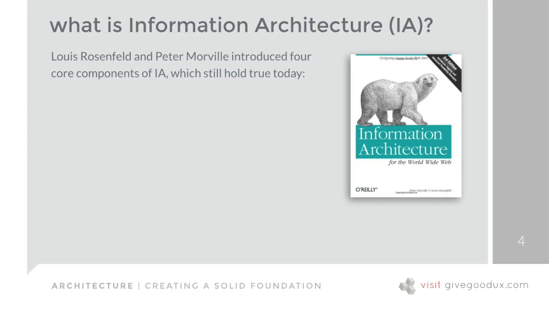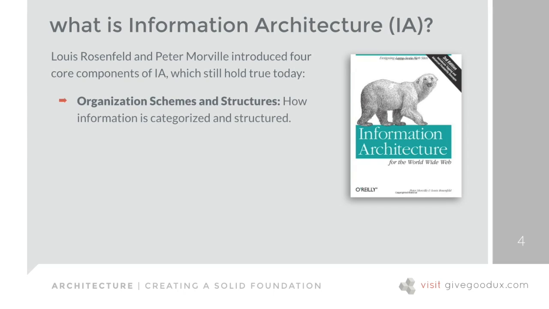Louis Rosenfeld and Peter Morville wrote sort of the book, okay, on the subject of information architecture. It was called Information Architecture for the World Wide Web. You're looking at a picture there. People often call it the Polar Bear book, all right? It essentially defined the practice of IA, all right? In that book, they introduced 4 components of information architecture which still hold true today.